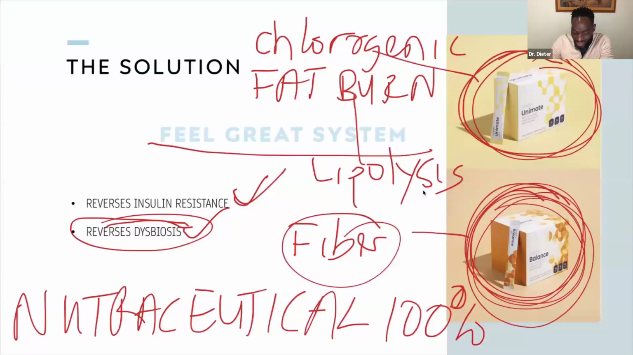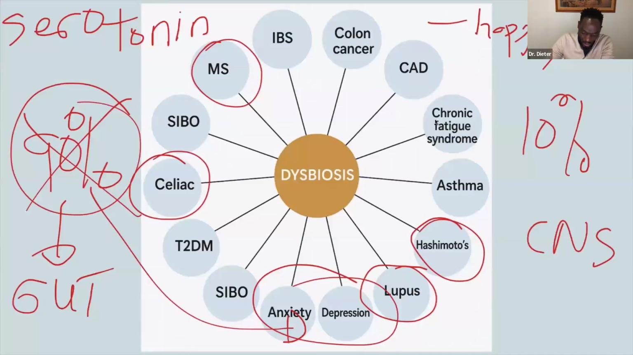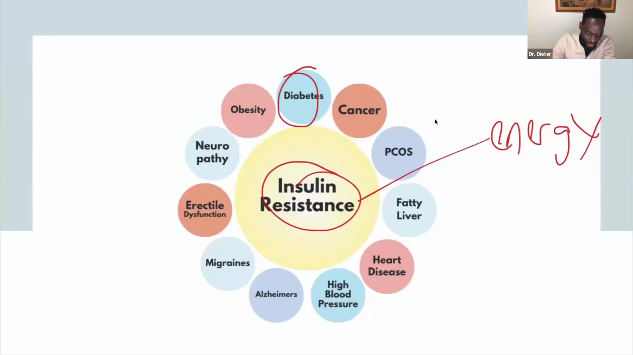So the Feel Great system has become my favorite tool in helping people reverse insulin resistance and dysbiosis, and restore the stolen energy that led to their disease conditions. And I make a bold statement that it can help you reclaim your health again. If you suffer from any chronic medical condition, chances are those chronic medical conditions are the result of these two things. And the Feel Great system gives you the opportunity to hit the problem at its root.